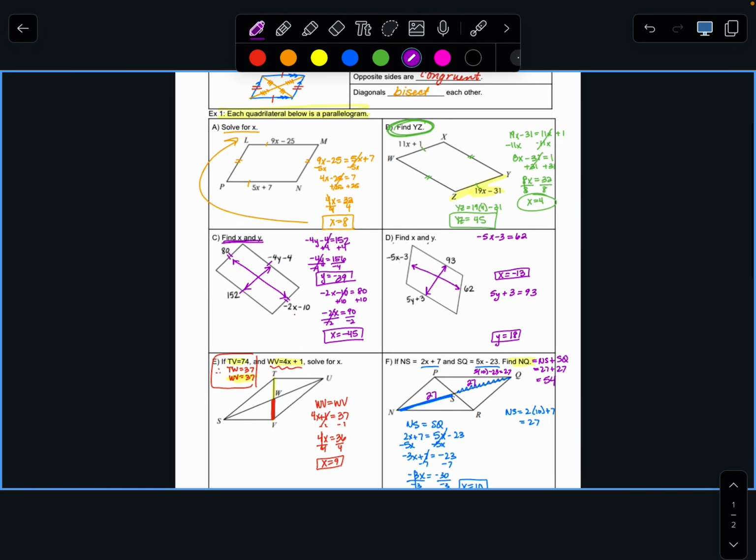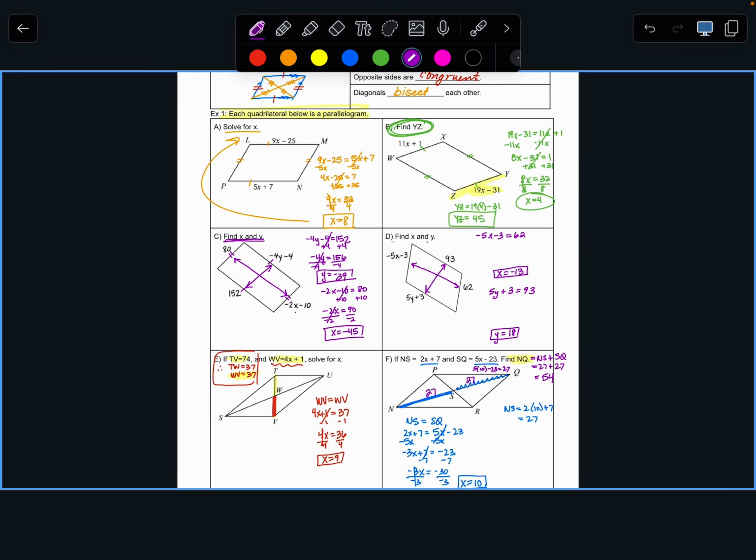This really is just being able to solve the equations.